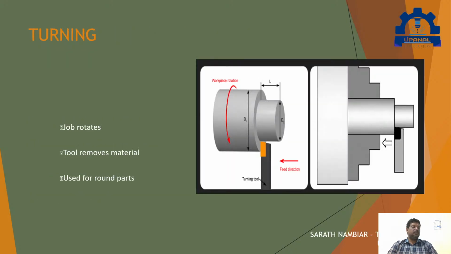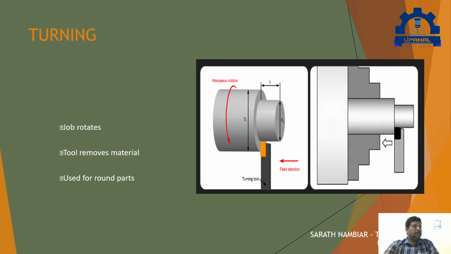Turning, we are moving on to some tool operations. Turning, what happens in turning? Turning is nothing but the job rotating, and we move the tool in the feed direction so that the material is removed easily.